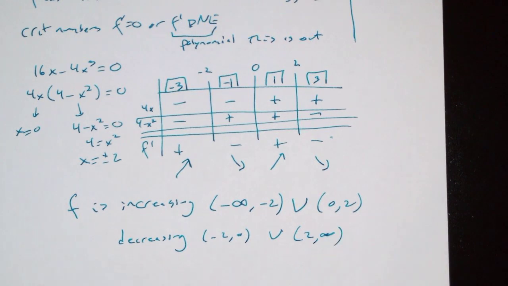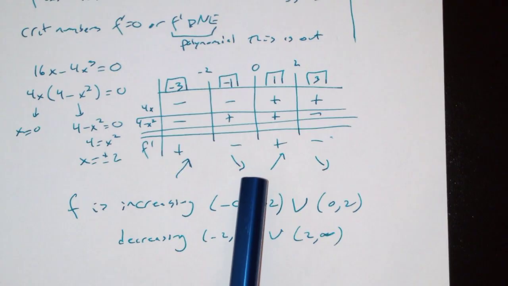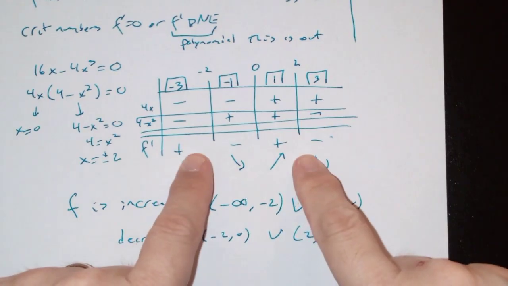So my graph should look like a capital letter M. Up, down, up, down. Means I've got a local minimum and 2 local maximums.